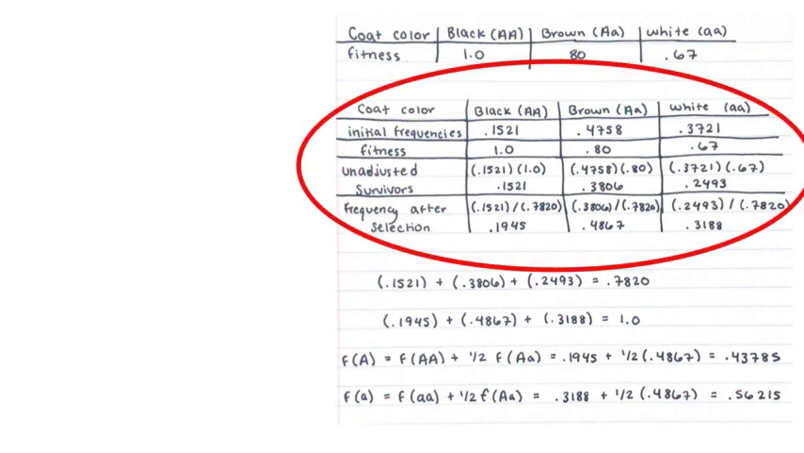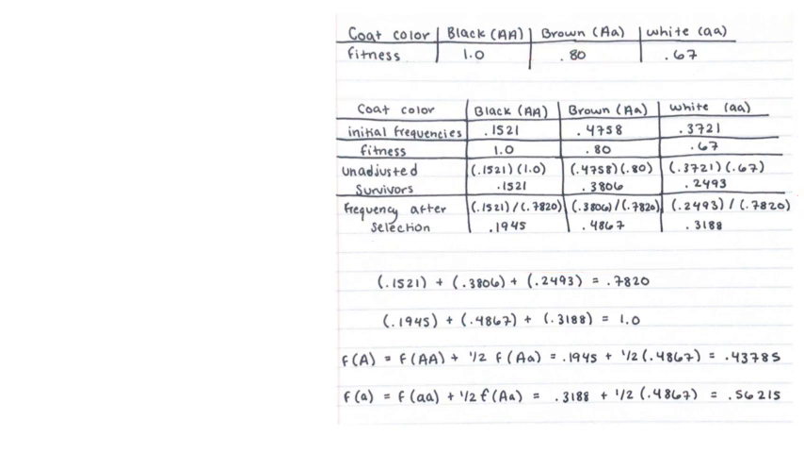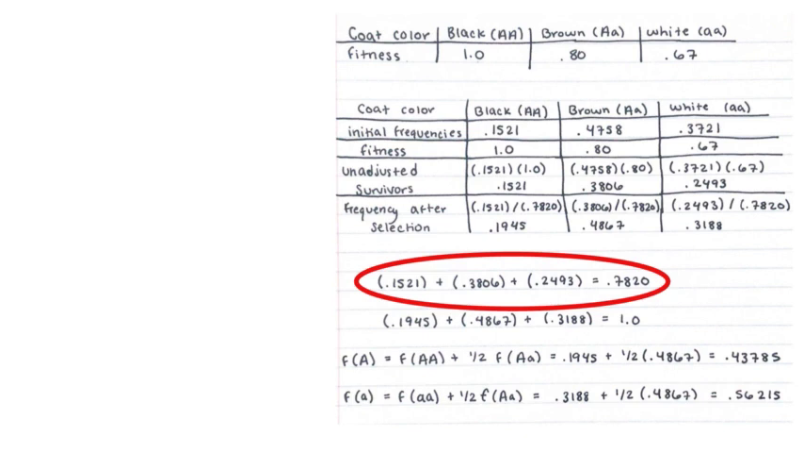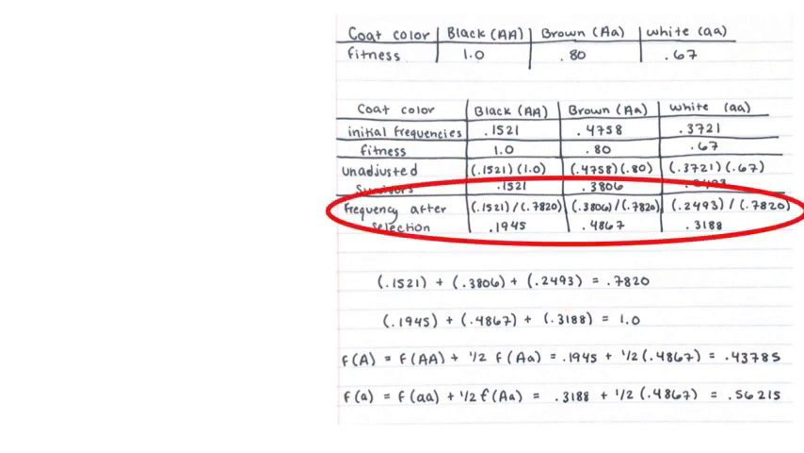To find the frequencies after selection, you take our initial frequencies and multiply each by their fitness. This gives you the unadjusted survivors. However, frequencies must always add up to 1 in order to represent the entire population. To account for this, we add our numbers together to get the sum and then take that value and divide each of our unadjusted survival rates by that value, which gives us our genotypic frequencies after selection.